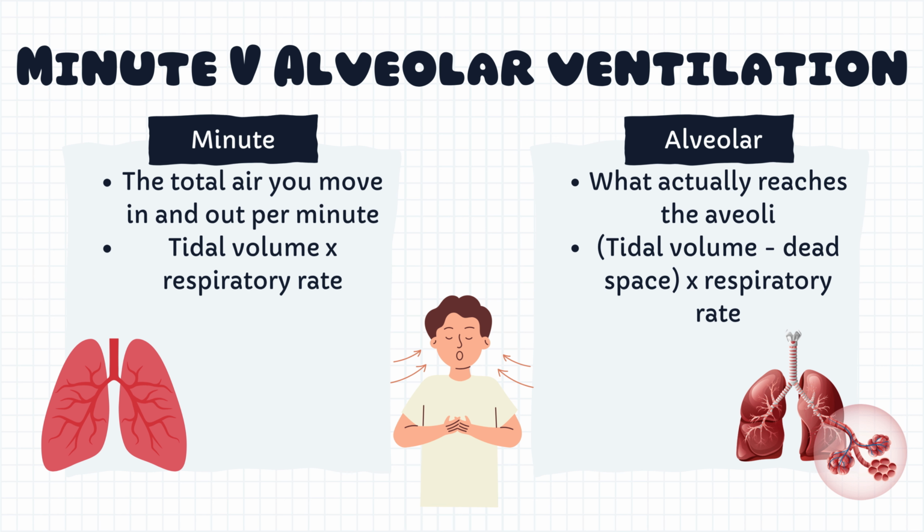Some fills the conducting airways, like the trachea and bronchi. This is called anatomical dead space, about 150 milliliters in adults. Alveolar ventilation is what actually reaches the alveoli for gas exchange. It's calculated as tidal volume minus dead space times respiratory rate. This gives a more accurate measure of how much fresh air gets to the alveoli.